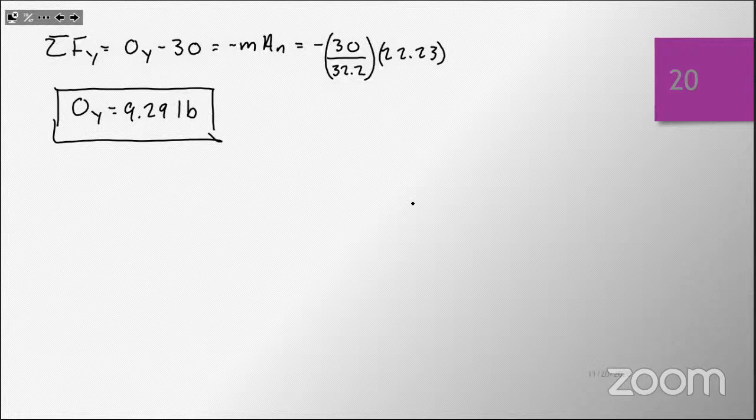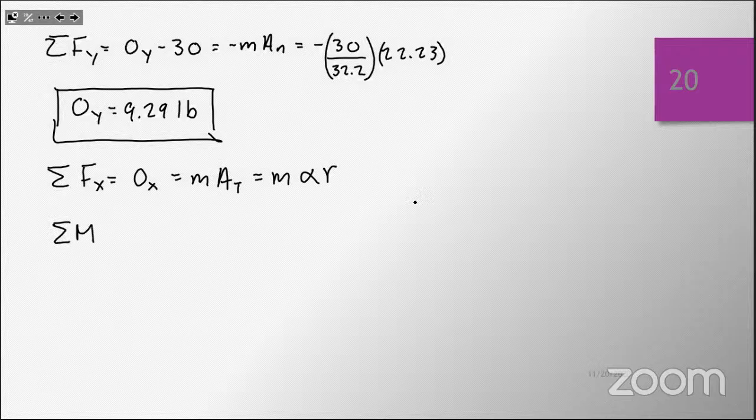One more thing we need to get. Do we want to use our other sum of the forces, or sum the moment right now? Sum the forces in the x direction. I've got O sub x, and that's going to equal mass times the tangential acceleration, which is just mass times alpha times r, which I don't know, because I don't know alpha. So I'm going to need the third equation. So let's sum the moment.